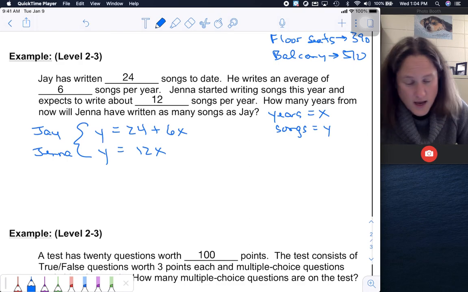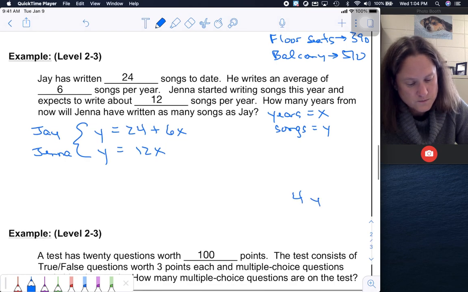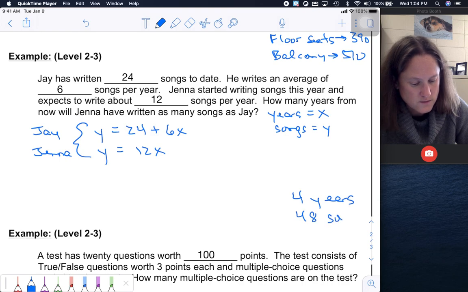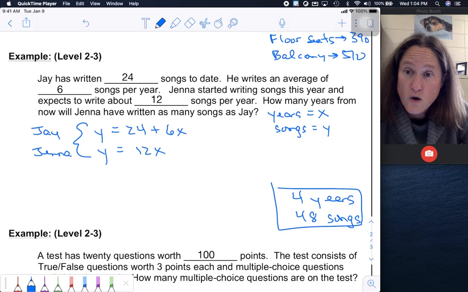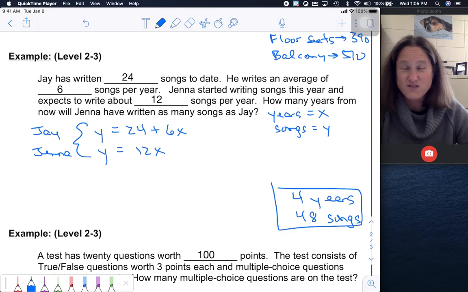So go ahead and figure that out, solve it, but you should get the answer that in 4 years, they both will have 48 songs. So before that, Jay has written more. After 4 years, Gina is the winner of writing more songs, if that's what they're going for.